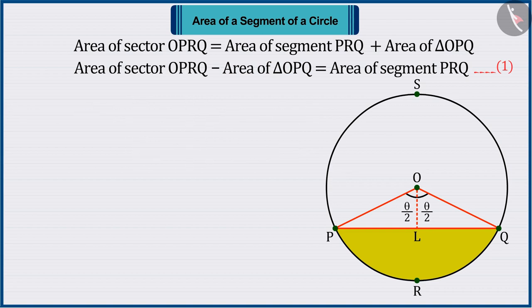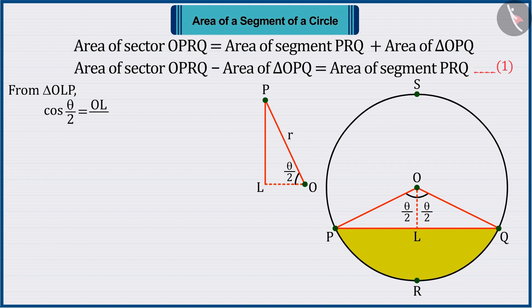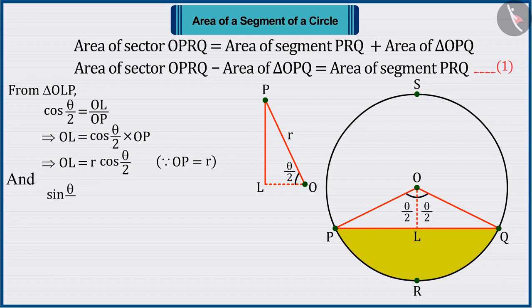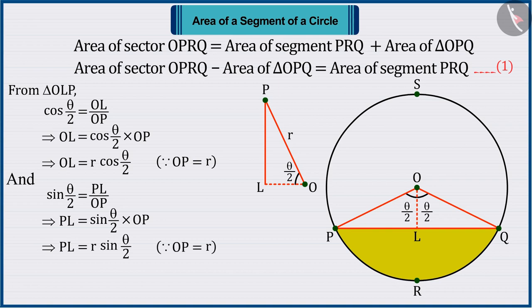Now if we talk about triangle OLP, we know that cos theta upon 2 equals OL upon OP. From this, we get the length of OL as r cos theta upon 2. Similarly, sin theta upon 2 will be equal to PL upon OP, from which the value of PL is found as r sin theta upon 2.